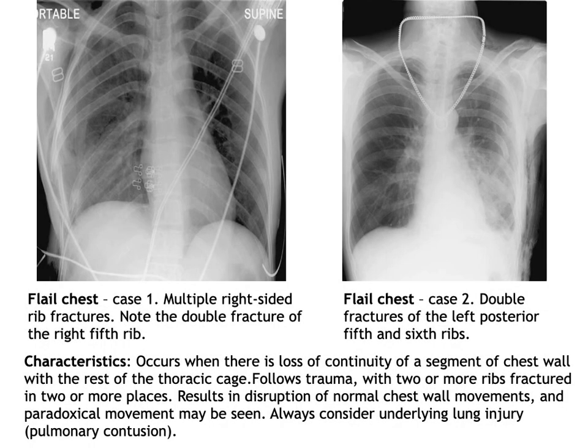So what is very important in surgery is a flail chest. So flail chest is a very acute and difficult disease to treat. You can see on the right side these multiple fractures. Also on the left, we have all these multiple fractures. So flail chest occurs when there is loss of continuity of a segment of the chest wall with the rest of the thoracic cage, always following trauma, with two or more ribs. A fracture in two or more places results in disruption of normal chest wall movement, and paradoxical movement may be seen. Always consider underlying lung injury like a pulmonary contusion.